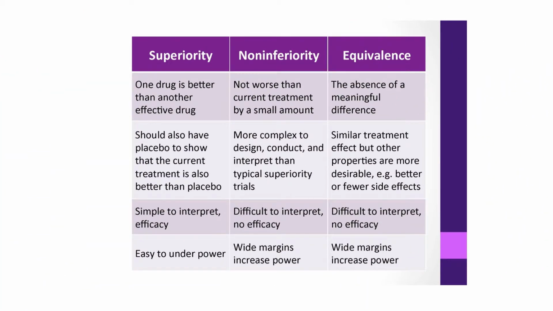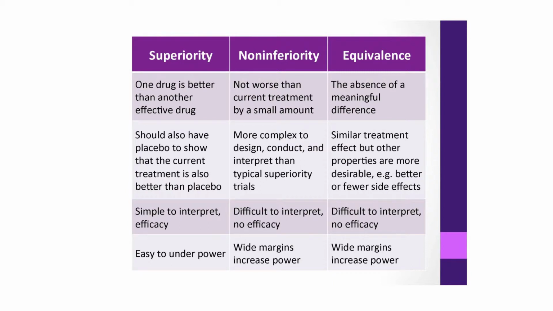Here's a summary of them. So superiority is one drug is better than another effective drug. Non-inferiority is not worse than the current treatment by a small acceptable amount. And equivalence is basically the absence of a meaningful difference. So again, it doesn't say that we've proven them to be the same. It just says that we don't have any evidence to say that they're different by a lot.